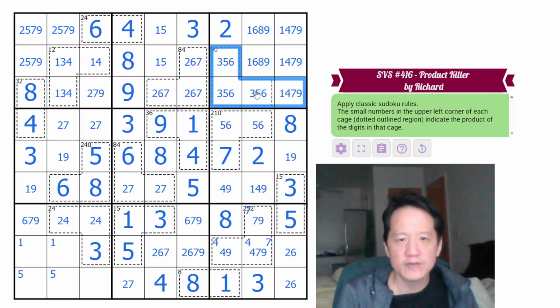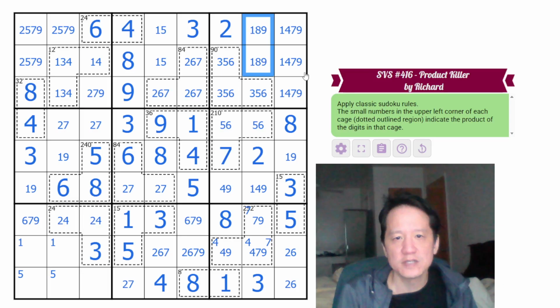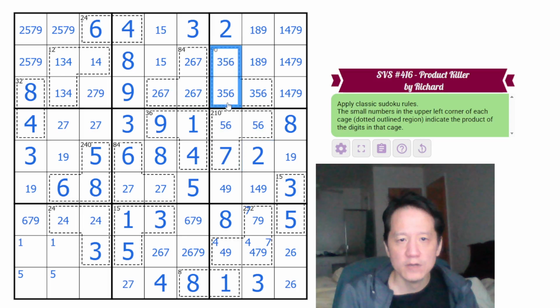This is 3, 5, 6. So the rest of the 6s cannot be in the same box. One of these must be a 3 because in column 7 we have a 3, 5, 6 triplet, and the 3 is only in one of those 2 cells then. So this can't be 3. This is 5, 6. We have a 5, 6, 5, 6 pair here.